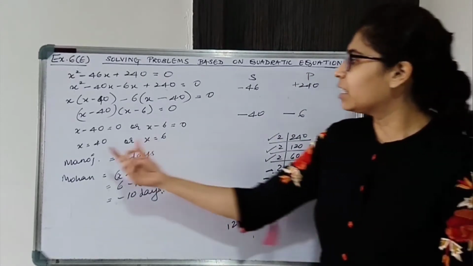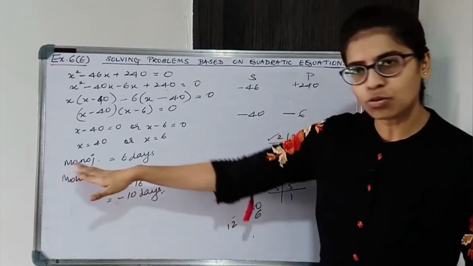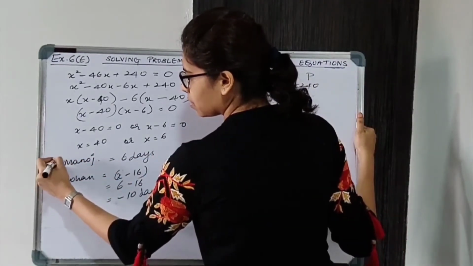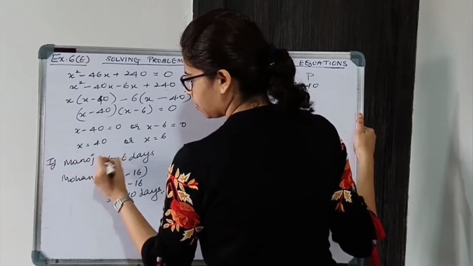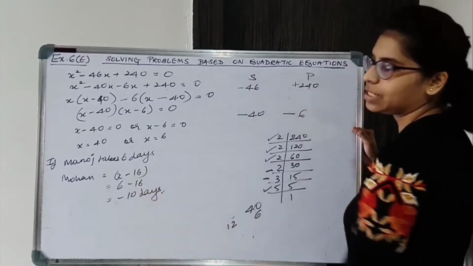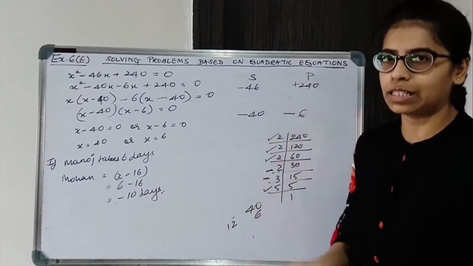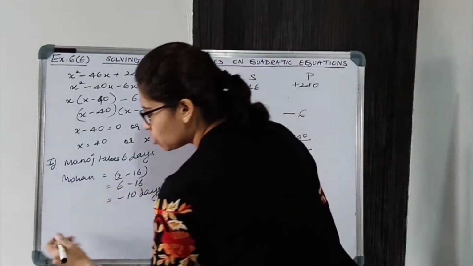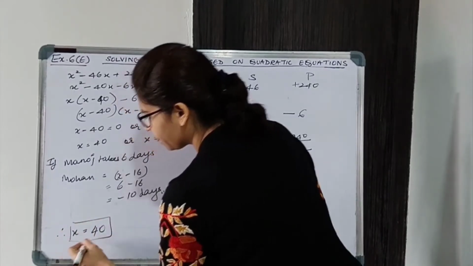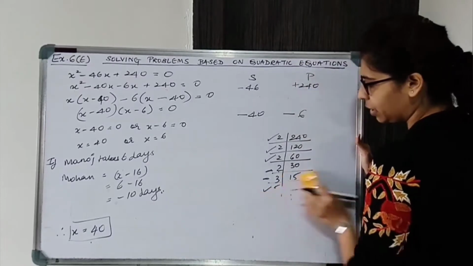Okay, now therefore we'll consider x is equal to 40. So you can show the working. Okay, if Manoj takes 6 days, then the days taken by Mohan will be equal to x minus 16, that is minus 10 days. So it is not possible, therefore x is not equal to 6, therefore x is equal to 40. So the number of days taken by Manoj is 40.